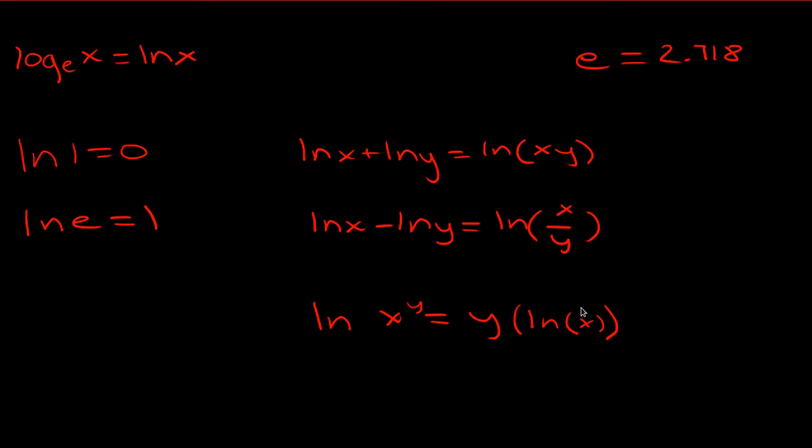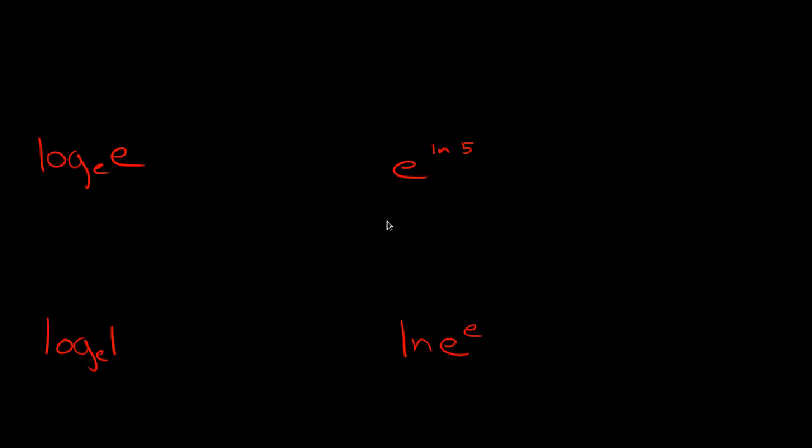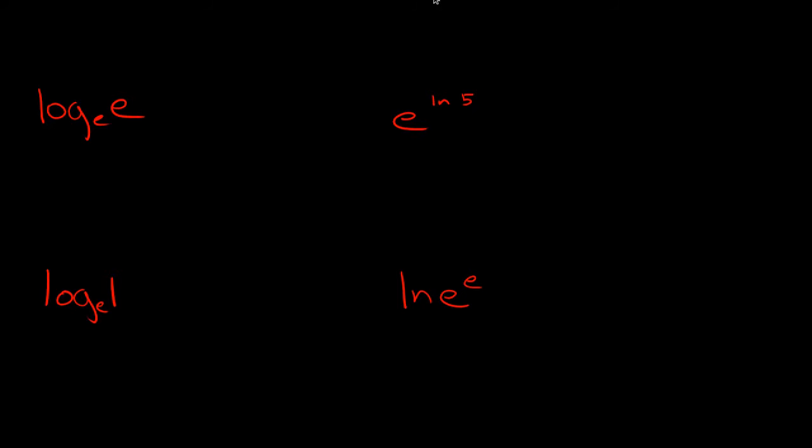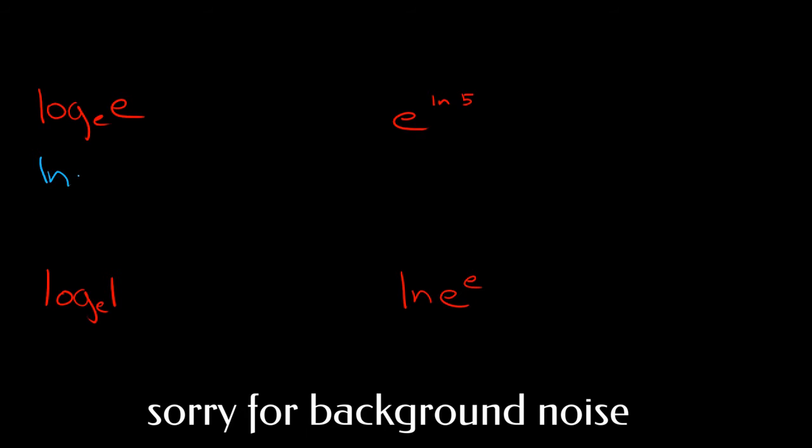So let's solve some problems. Log base e of e. Well, if you watched my logarithms video, this was the last question. So how can we write log base e of e in natural logarithm notation? Well, we know log base e is just ln, and log base e of e would just be ln e. So this means that this is equal to 1.